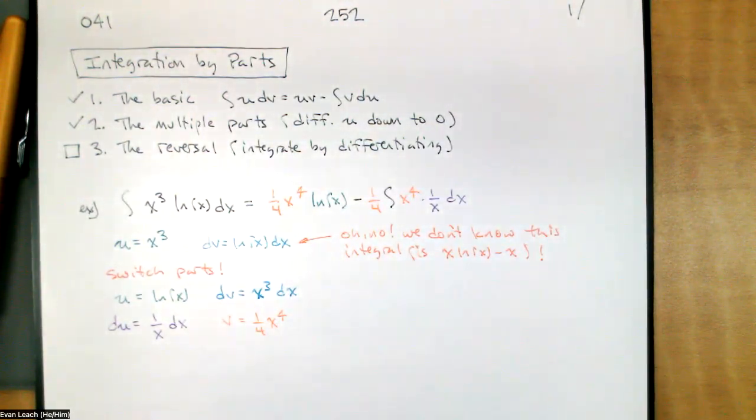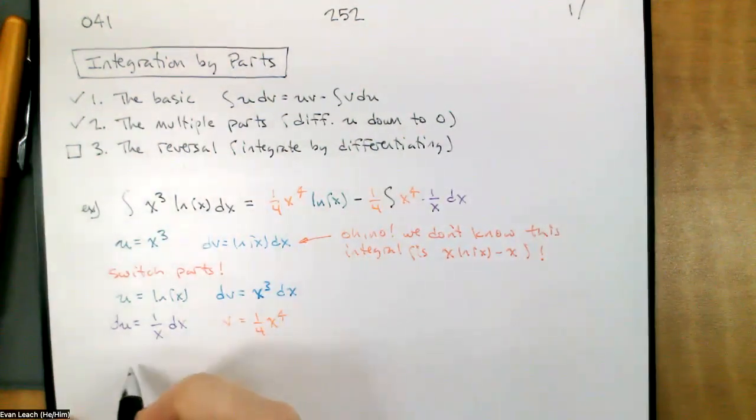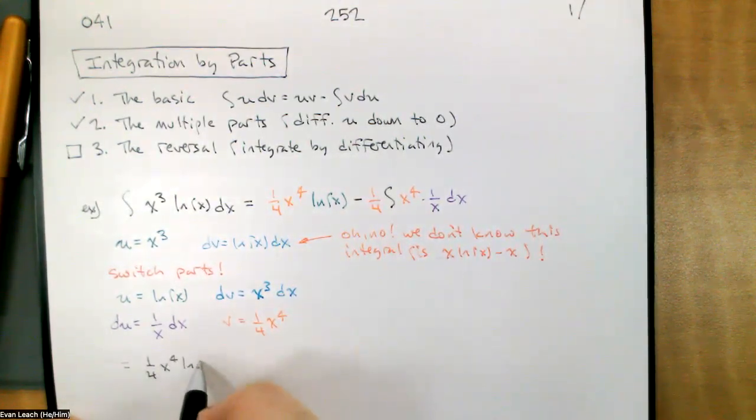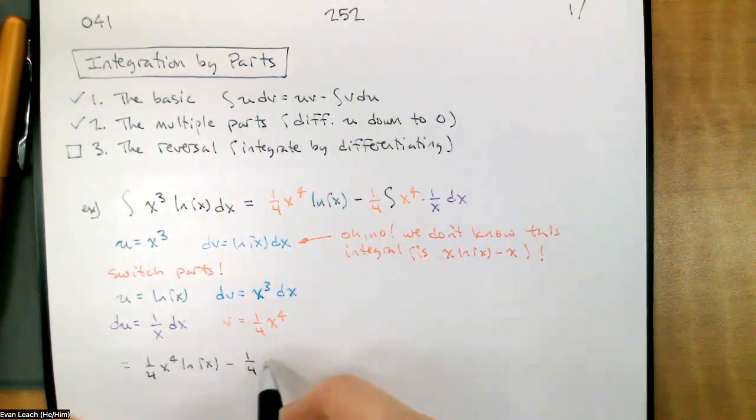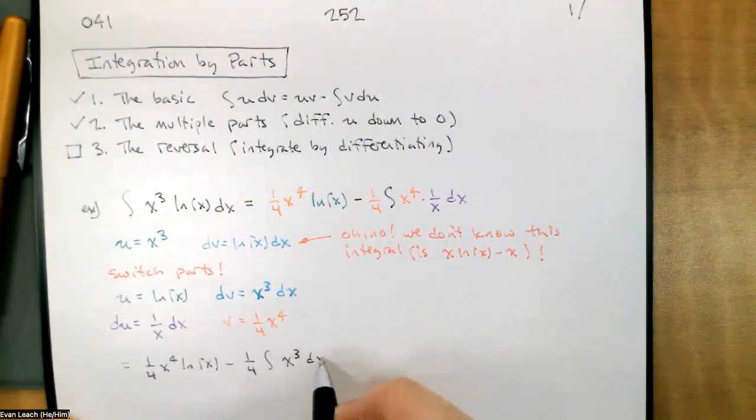And now we can see how well everything has worked out. So in the secondary integral, we've got an x to the fourth times 1 over x. And because through differentiation, our natural log of x turned into a 1 over x, a rational function, we can simplify our secondary integral. So we have a 1/4 x to the fourth natural log of x minus 1/4 the integral of x cubed dx.